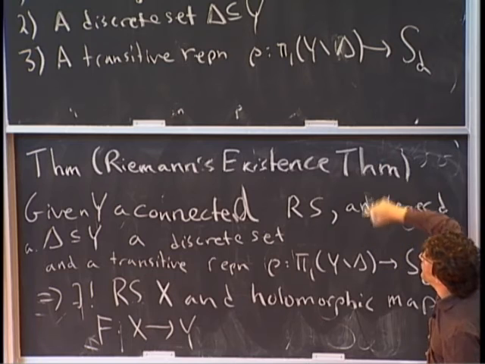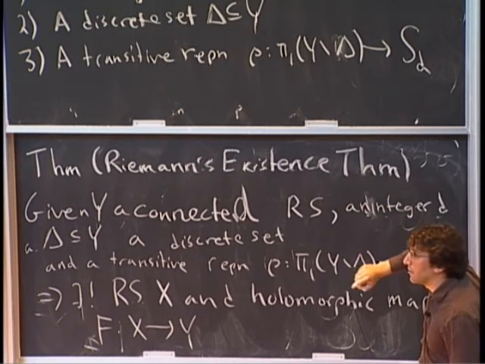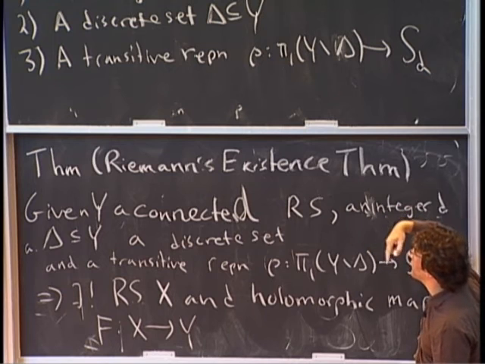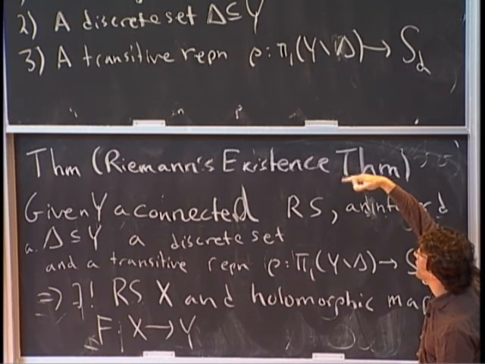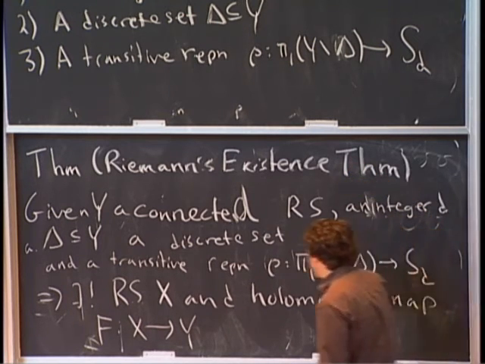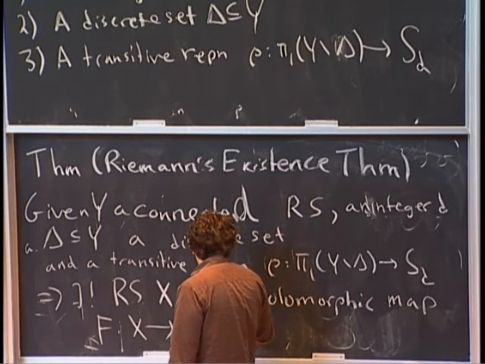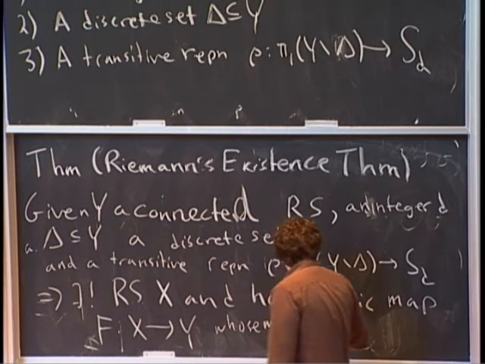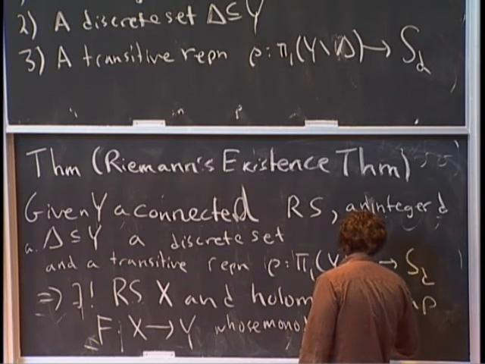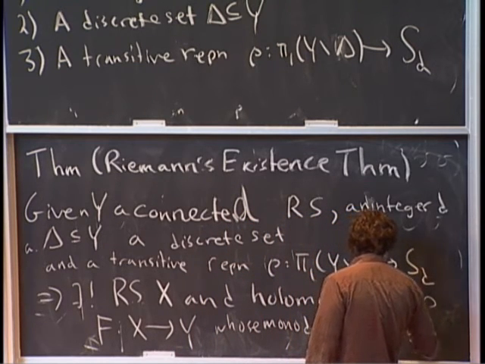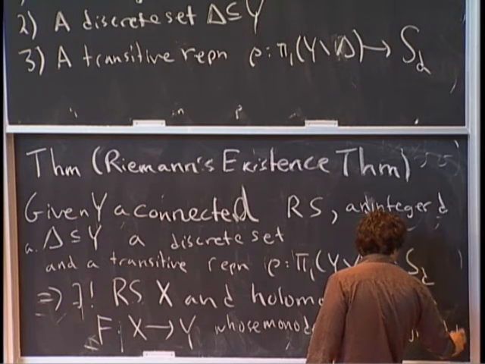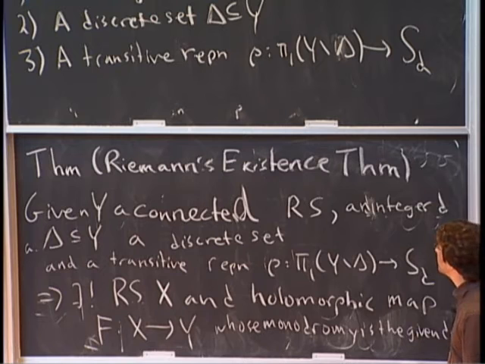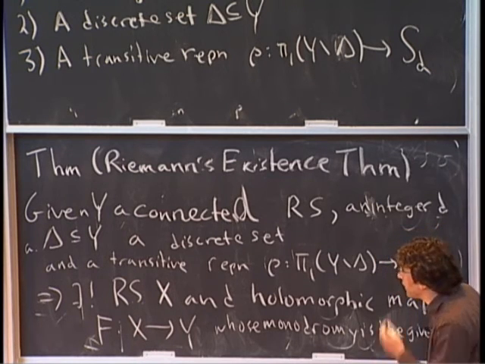Let's call this information the monodromy of the map, because it has to do with the behavior of lifts of curves downstairs to curves upstairs. So the map whose monodromy is the given data. Okay, so this is really a very remarkable result.